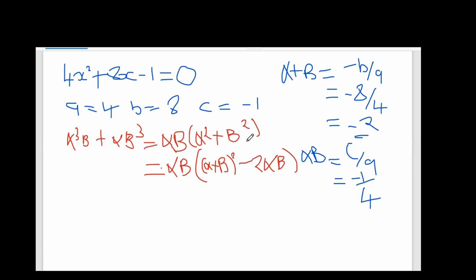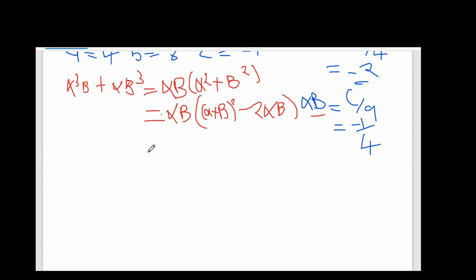Whenever you see alpha squared plus beta squared, just write this, okay? So you can see now that this expression contains exactly what we found here and there. You can see alpha plus beta, you can see alpha times beta there. So after finding that, you can now replace it with the values.